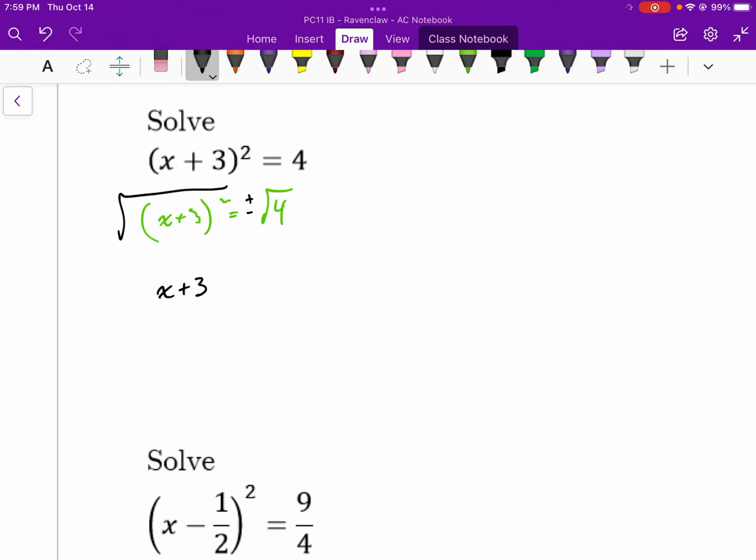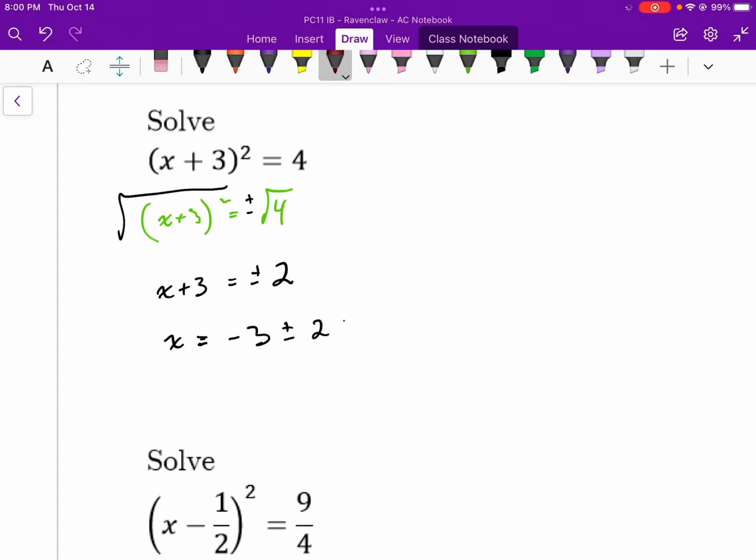Taking the square root of the left-hand side, the square root of x plus 3 squared is x plus 3. The reason for that is because the square root and square are inverse functions of each other and cancel each other out. Is equal to plus or minus the square root of 4, which yields 2. Now, I'm going to subtract 3 from both sides, and this will lead me to x is equal to -3 plus or minus 2.